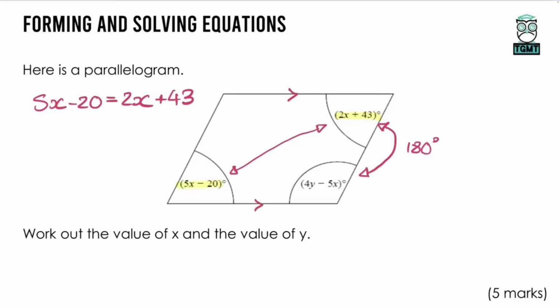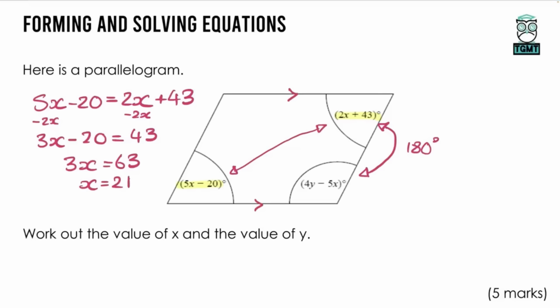We can solve that equation. There's x's on both sides, so we have to get rid of the smallest x from both sides. We get 3x minus 20 is equal to 43. We then need to add the 20 to the other side, so 3x is equal to 63. And then dividing by 3, we get x is equal to 21.